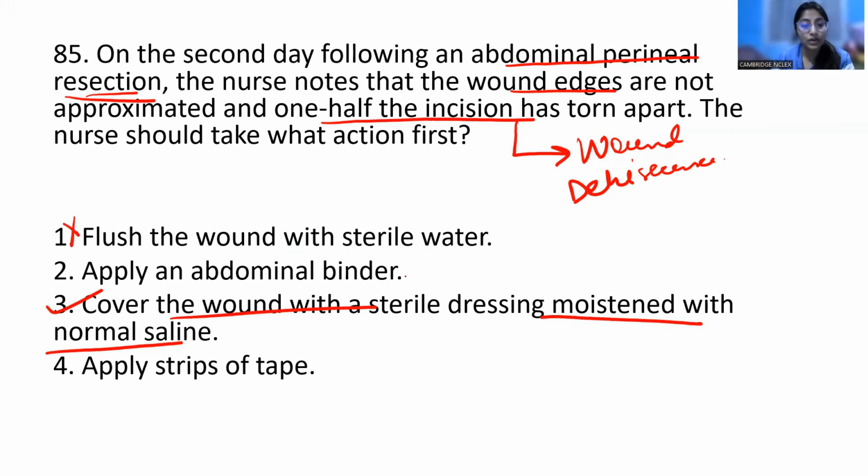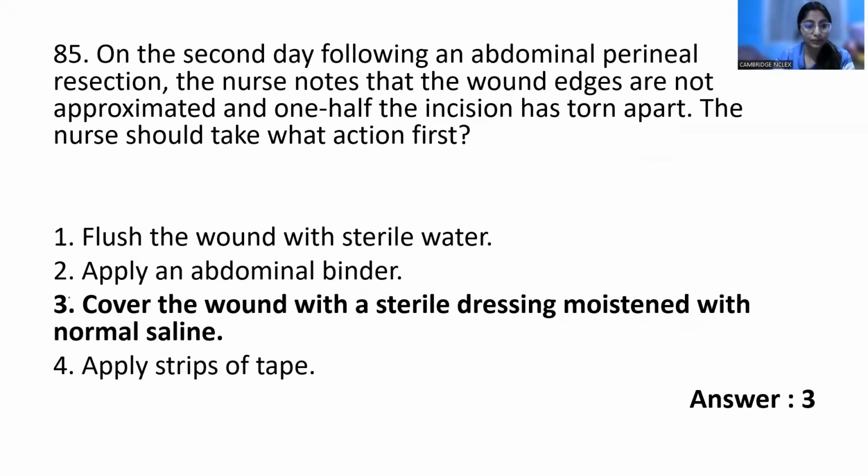Apply an abdominal binder. So if wound dehiscence has occurred, the first thing to do is cover the wound with a moist, sterile dressing. After that, we'll resuture the wound. Then we can apply strips of tape, and after that, we can recommend an abdominal binder. So these things can be done afterward, but the first thing here is to cover the wound with a sterile dressing moistened with normal saline.